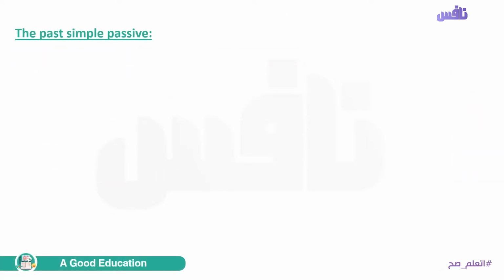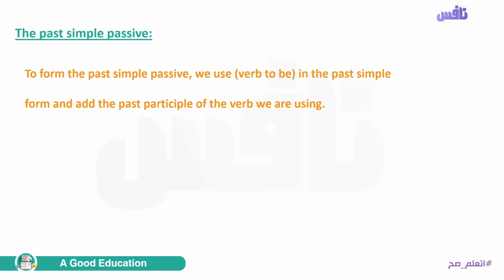In this part, we're going to deal with the past simple passive. As you know, we form the past simple by adding ed or ied to the end of a regular verb. But if we have an irregular verb, we use the second conjugation. This is the active voice. But what about the passive voice? To form the past simple passive, we use the verb to be in the past simple.